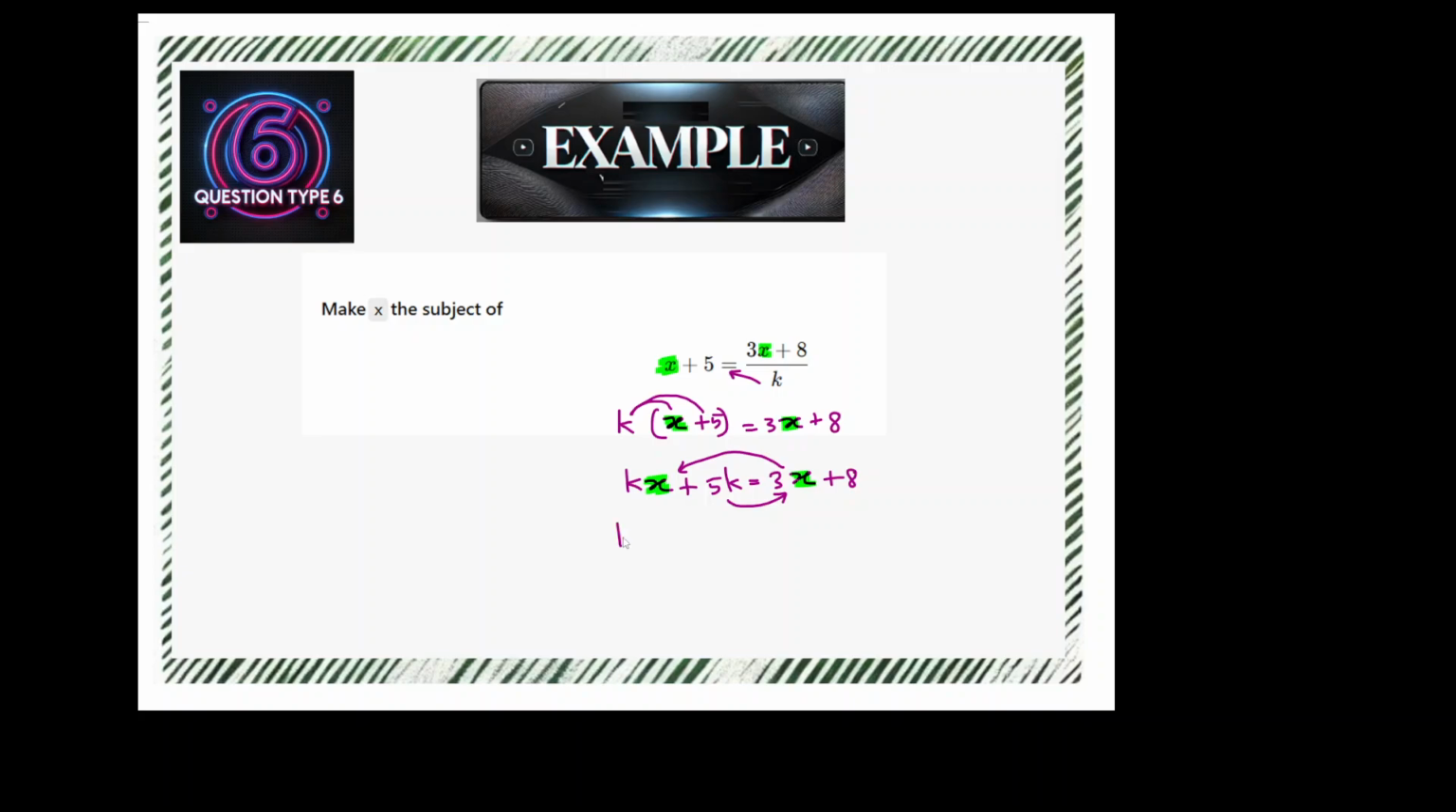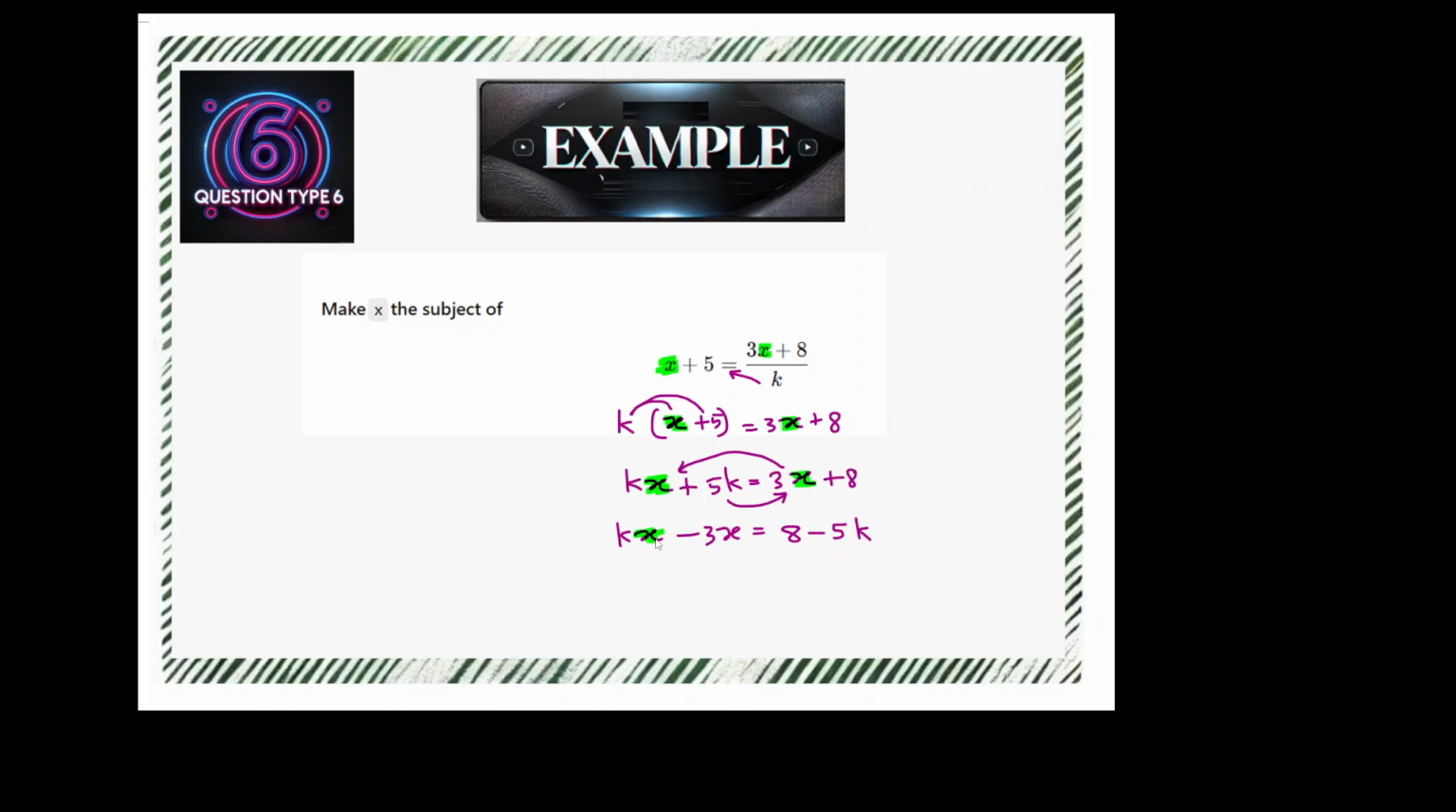So what do I get now? kx, now this is 3x, which comes over the equal sign to the other side and becomes take away 3x, is equal to positive 8 stays there. This 5k becomes minus 5k. Now, see where we have the two x's.